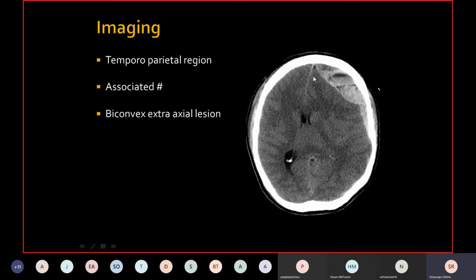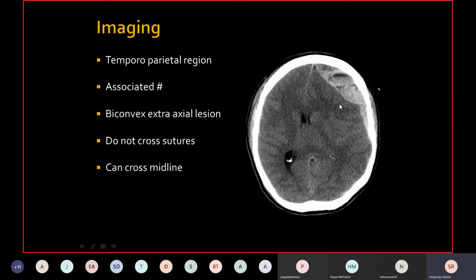Usually what we see is a biconvex extraaxial lesion. The reason it is biconvex is, as we discussed in the anatomy, that the periosteal layer of the dura is very firmly adherent to the calvarium, so it needs a little bit of force to strip it off. That's why we see a biconvex appearance. And because the dura is invested in the sutures and doesn't cross the sutures, the extradural hematoma also will not cross the sutures, but it can cross the midline.